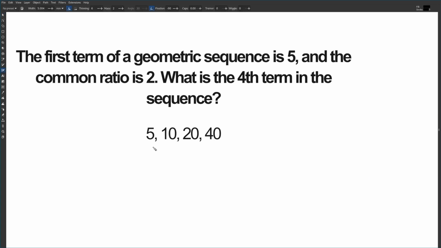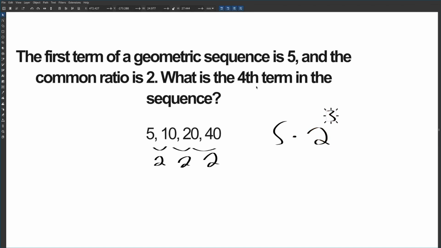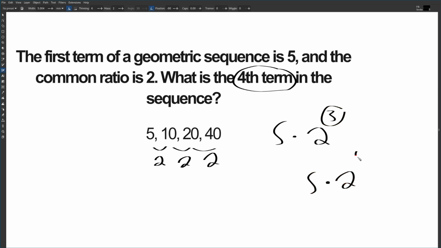Okay, so we multiplied by 2, multiplied by 2, and we multiplied by 2. So our answer is 5 times 2 cubed. And notice how when we had the fourth term, we did this 3 times. That's because we did 5 times 2 to the power of 4 minus 1. We'll be seeing this concept later.